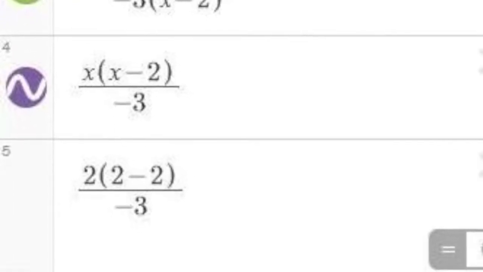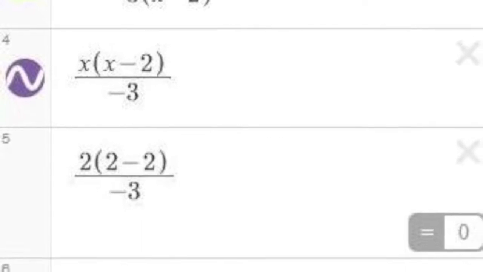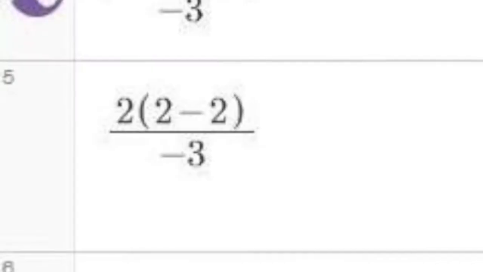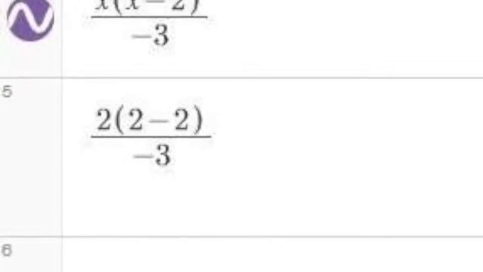So it is gonna be 2, open parentheses, 2 minus 2, close parentheses, divided by negative 3. If I subtract 2 minus 2, it's gonna be 0. So if I multiply 2 times 0, it's gonna be 0. Divided by 3, the answer is gonna be 0. So the limit is 0. That is the answer for number 2.